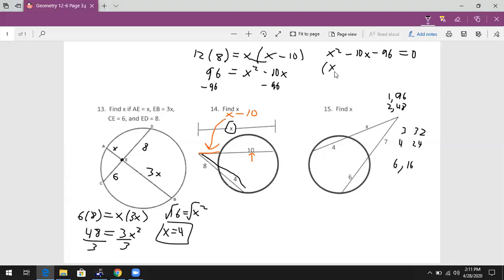So x minus 16 times x plus 6, minus 16 plus 6 gives me minus 10. So that gives me a solution of 16 and a solution of negative 6. And again, go back here, find x. x represents this distance. Negative 6 doesn't make sense. So x is 16.